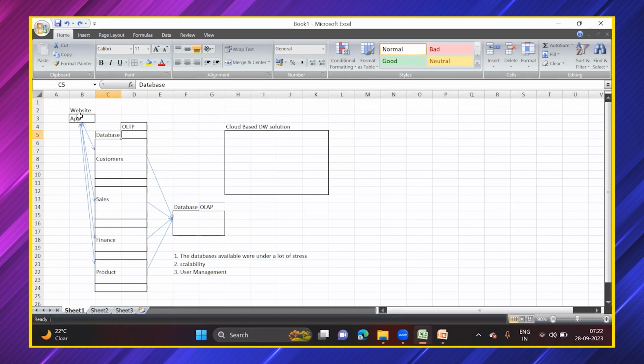Here you can see that the application is writing the data here and reading the data from here. The applications are not directly interacting with the OLAP system. Only these transactional systems are getting the CRUD operations. So the OLAP system will just bring the data from the OLTP system, and then over here you can do the analysis on top of that.